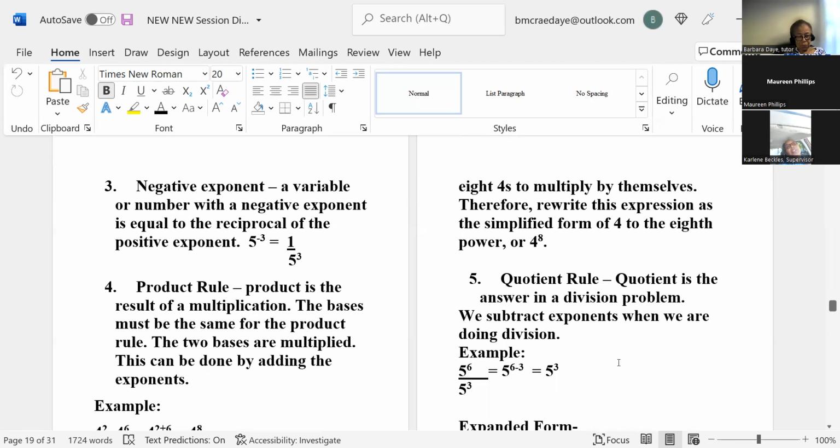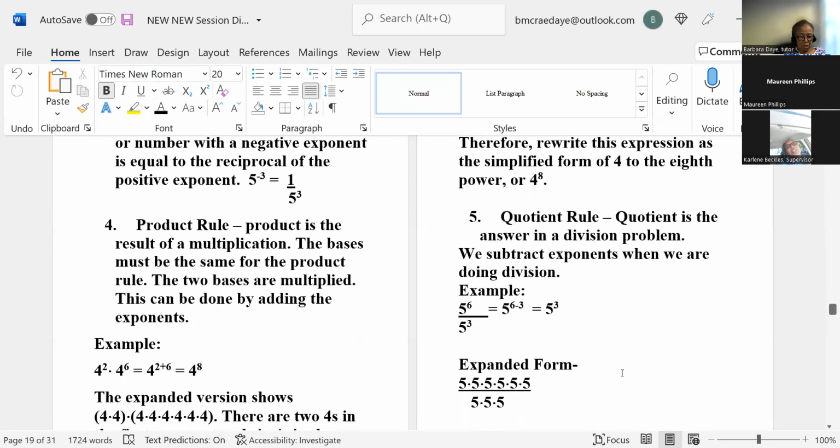Quotient rule, very similar to product, except it's a division, and you subtract. 5 to the 6th over 5 to the 3rd, 5 to the 6th minus 3. Subtract the exponent of the denominator from the exponent of the numerator, and you get 5 to the 3rd.